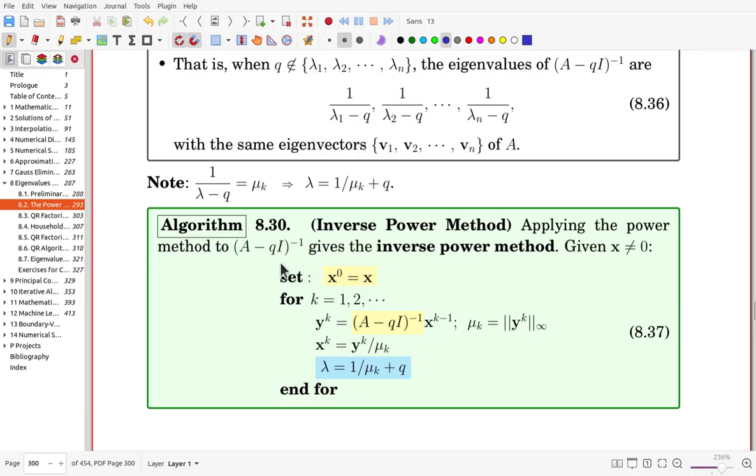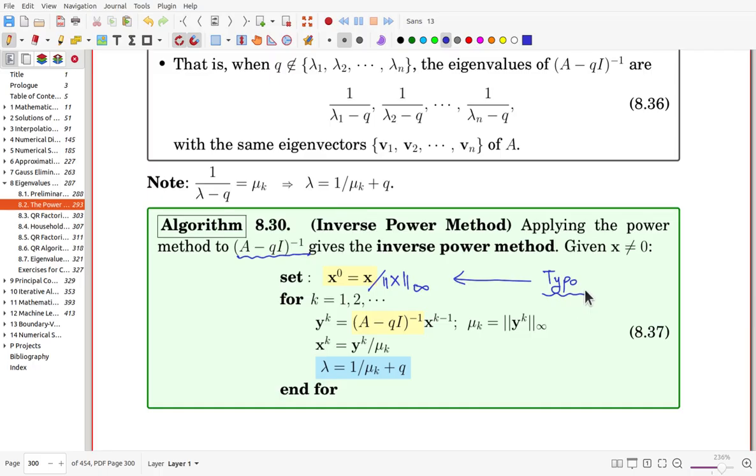We apply the basic power method to that matrix. That is the inverse power method. To start with x non-zero, and here, I missed something, and in fact that must be x infinite norm. This is a typo. It must be initialized in this way. I'll correct the lecture note.